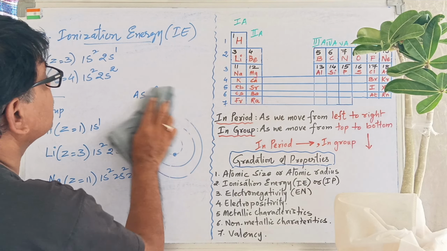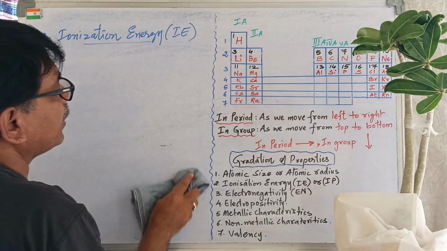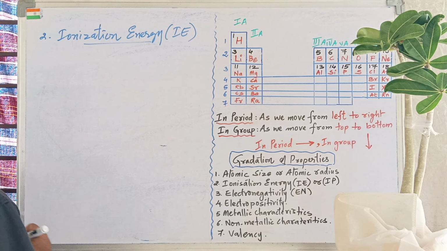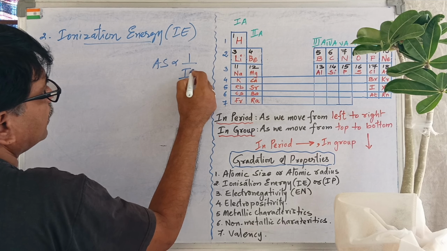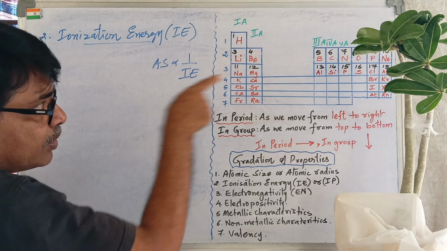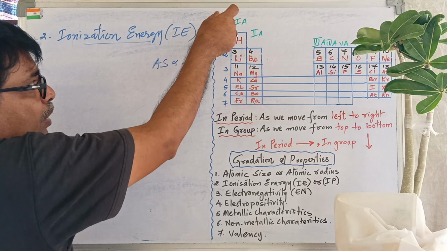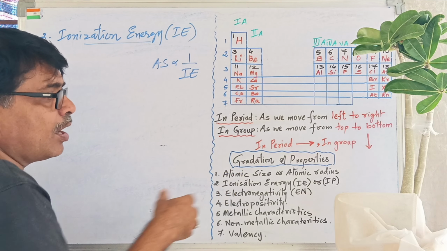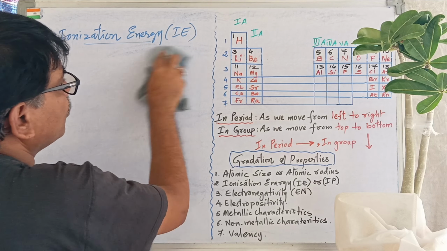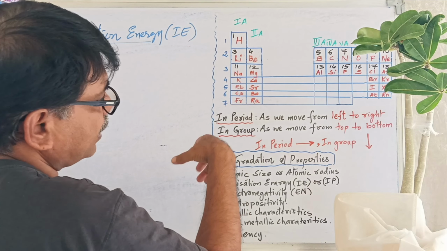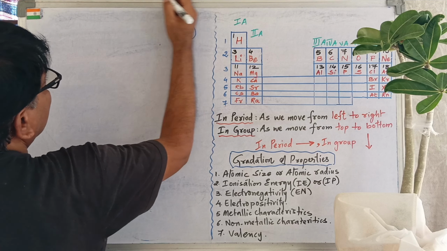One easy way to remember: atomic size is always inversely proportional to ionization energy. Because if the atomic size decreases in the period, ionization energy to pull out the electrons increases. When the atomic size increases in the group, ionization energy required to pull the electrons decreases, because size is increasing, so it is easy to pull out an electron from the outermost orbit. This is all about ionization energy.